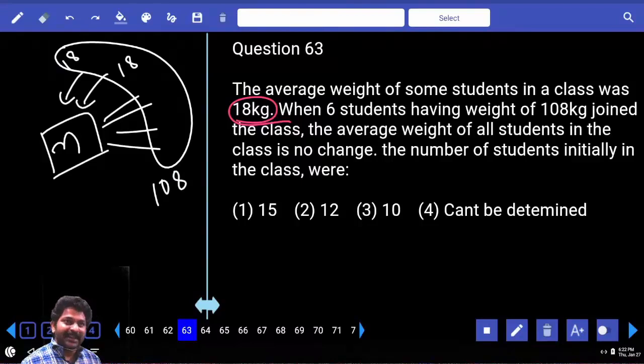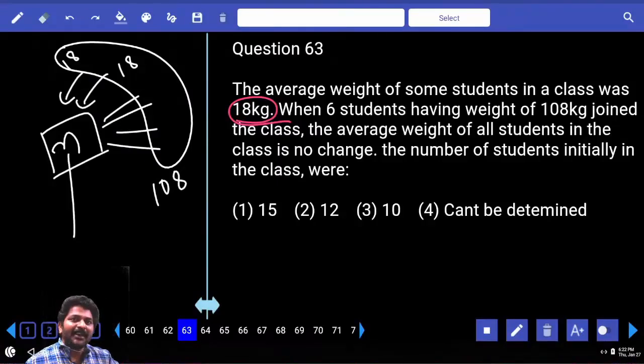Each person weighs 18 kgs. Like that, if 6 members join the group, there will not be any change in the average. You know that point already, correct? We can even say all 6 members together weigh 108. 6 into 18, 108. Even in such a case, the average will not change, right? Am I right? Do we need how many members are there in the group?